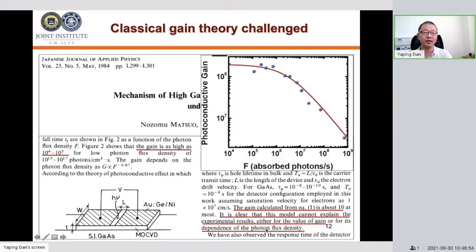flux intensity. What does that mean? That means in experiments, scientists often observed that as you increase the photon flux, the photo gain will quickly drop. This phenomenon cannot be explained by the classical theory.